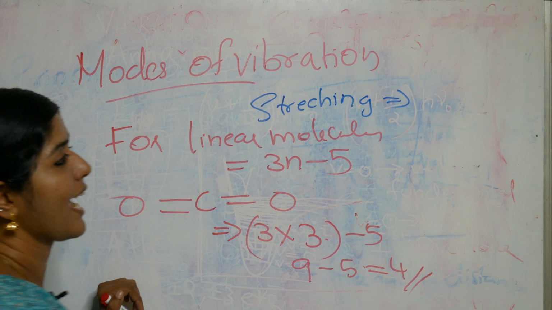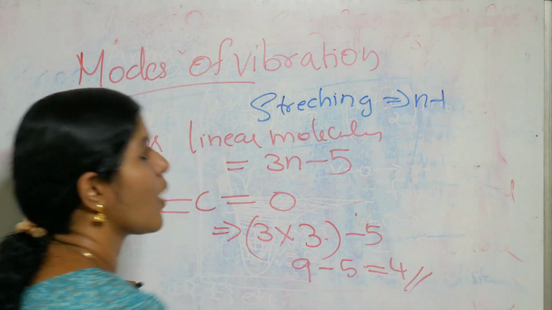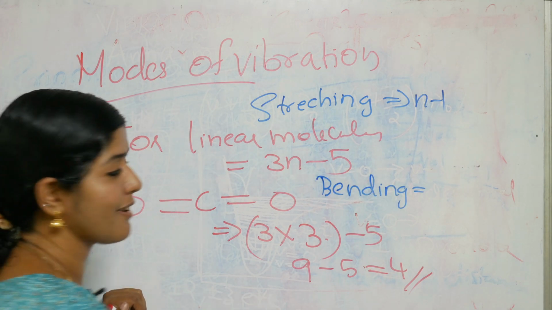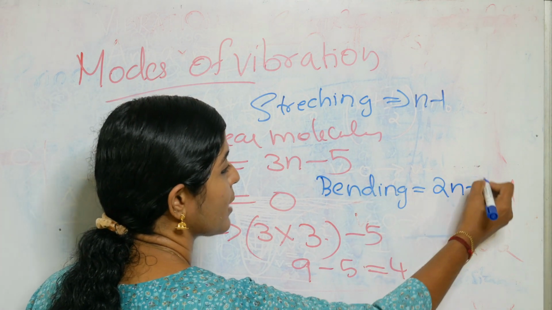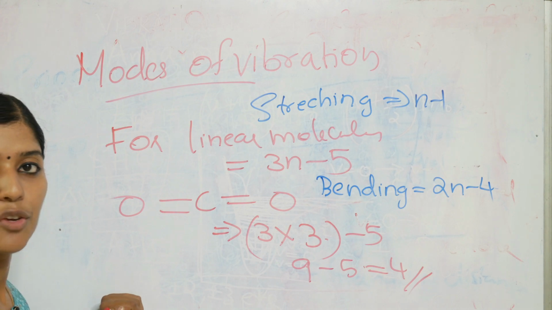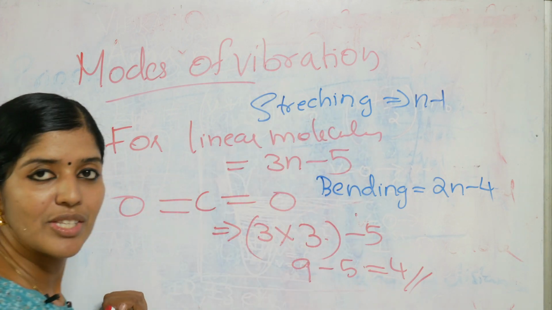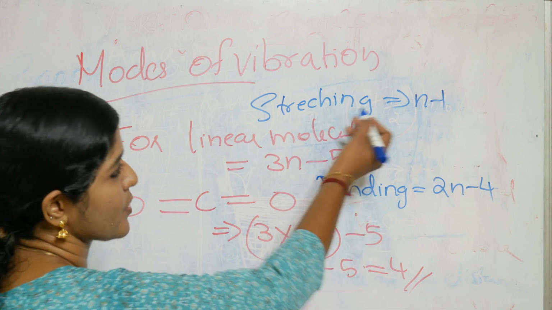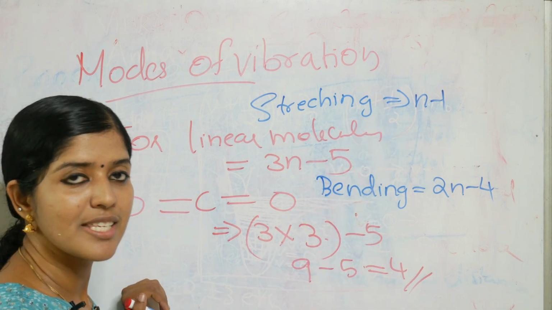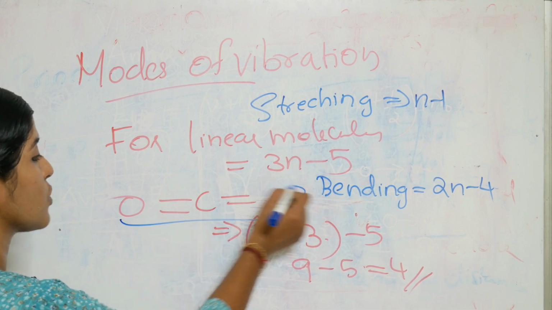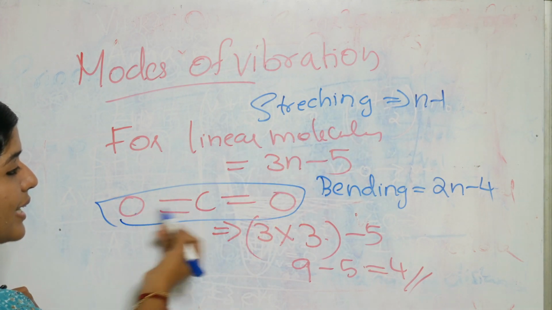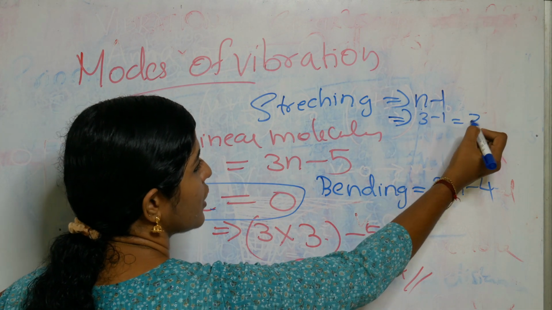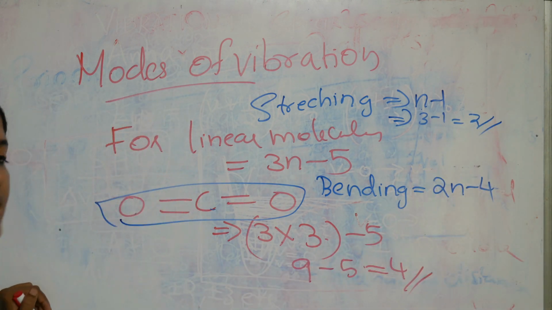Stretching modes are always calculated as n minus 1. So n minus 1 stretching vibrations will be there, and bending modes are always calculated as 2n minus 4. These are the equations for calculating how many stretching modes and how many bending modes there are. Now let's calculate the stretching modes. Stretching modes is n minus 1. In the case of CO2, how many atoms are there? 3 atoms, so n will be 3. So 3 minus 1 is 2. So the number of stretching vibrations is 2.